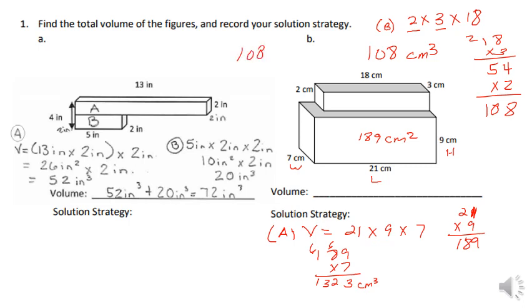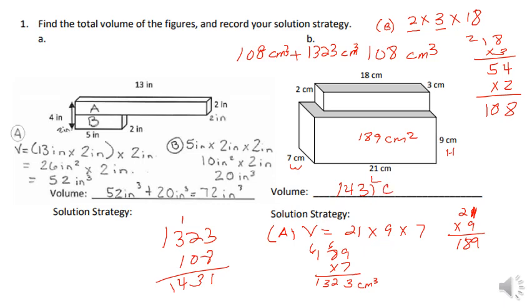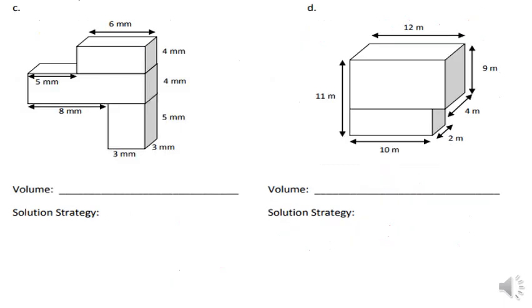So the total volume is going to be 108 centimeters cubed plus 1,323 centimeters cubed. When we add these together, I got 1,323, 108, 11, 3, 4. That's going to give us 1,431 centimeters cubed.